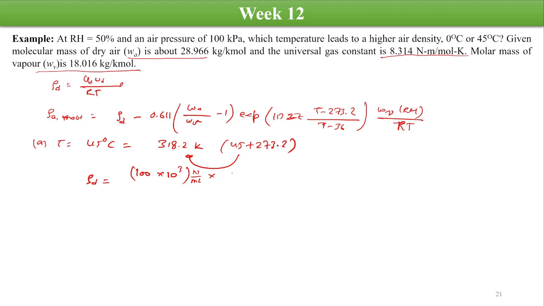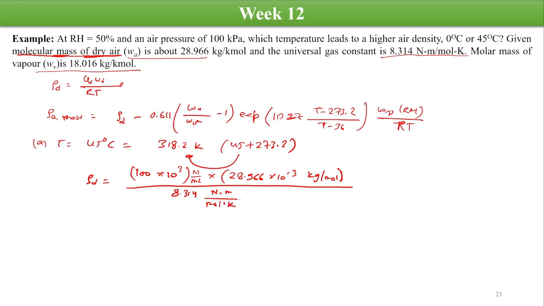The second term that is given is WD, that will be equal to 28.966, the molecular mass of dry air, kilogram per kilomole. So it will be multiplied by 10 to the power minus 3, so kilogram per mole. And we can divide it by the value of RT. R is nothing but 8.314 Newton meter per mole Kelvin, right? And further it will be multiplied by the temperature, that's given 318.2 Kelvin.